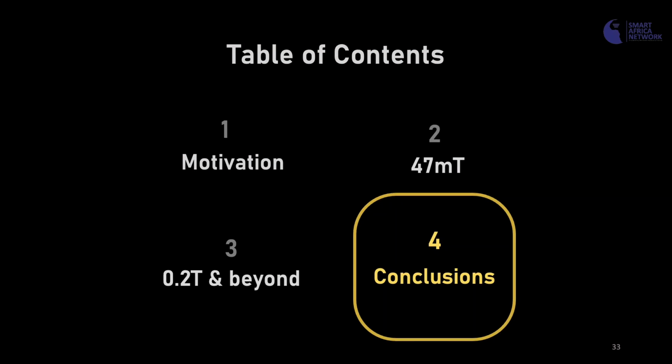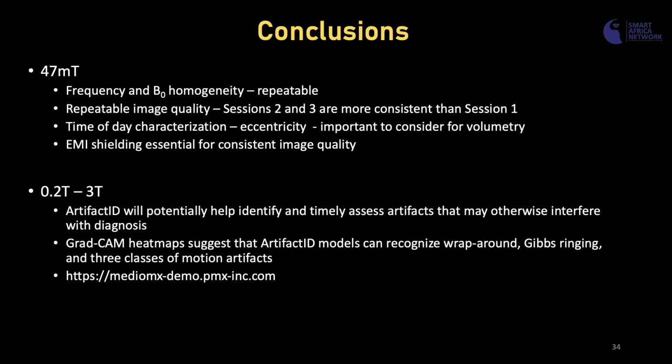So in conclusion, at the 47 millitesla, we found the frequency and the B0 homogeneity to be highly repeatable. The image quality between sessions 2 and 3 was also more consistent than session 1. That was mostly due to the power cycling that we had during session 1, especially on day 1. The time of day characterization on eccentricity is important to consider for volumetry, and we identified that doing this in session 1 is probably the best, when the scanner has not been running for a long time. And the EMI shielding is essential to ensure consistent image quality.